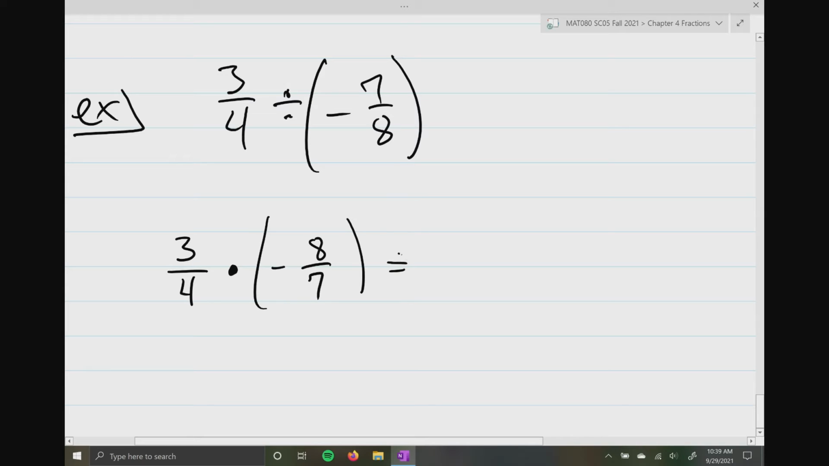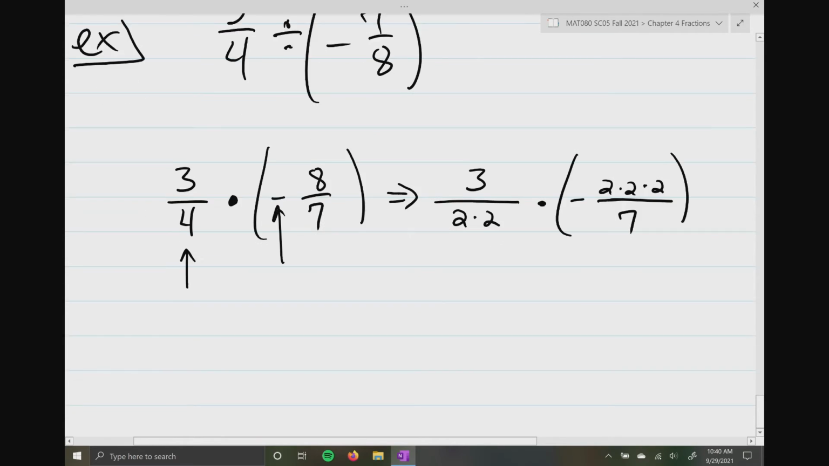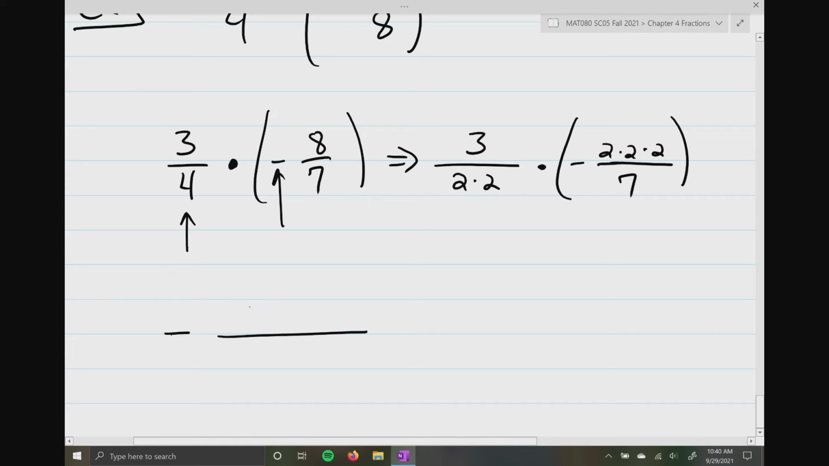So, let's break everything down now. 3 is prime, it stays the same. 4 is 2 times 2. 8 is 2 times 2 times 2. And then the 7 is prime, so it stays the same. Now, I'm going to write one big numerator, one big denominator. The first fraction was positive. The second fraction is negative, so I know my answer is going to be negative. So I'm going to put a negative sign out front. 2 times 2 times 2 times 3, and then my denominator is going to be 2 times 2 times 7.